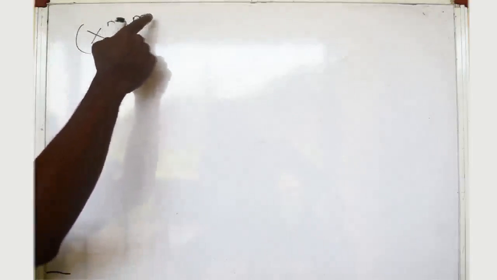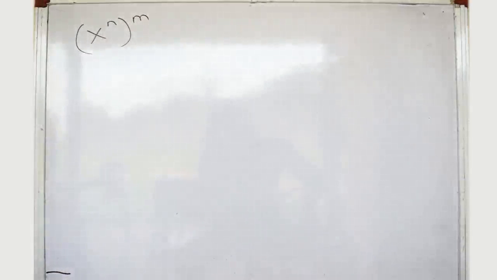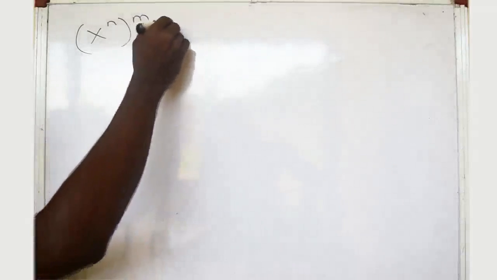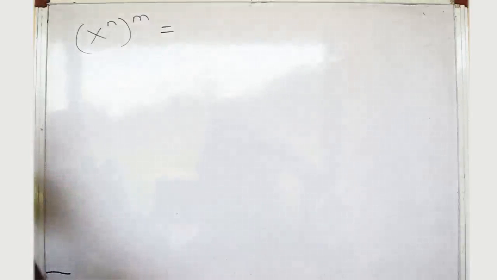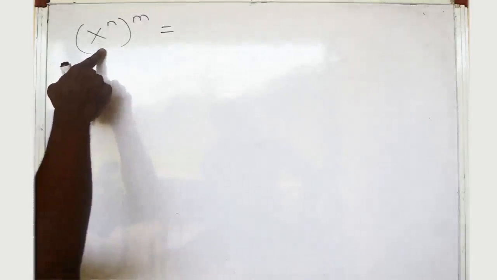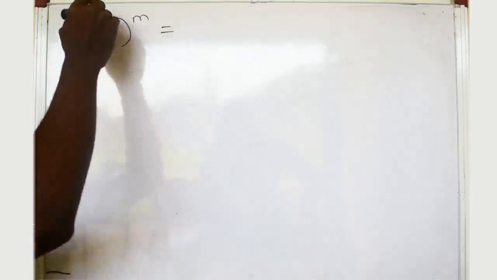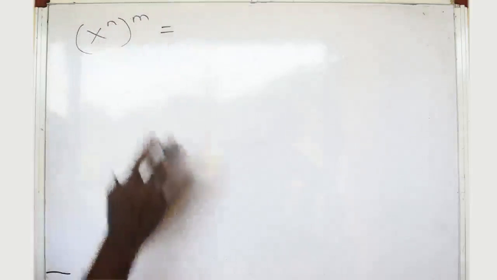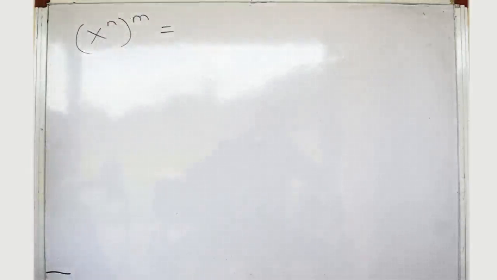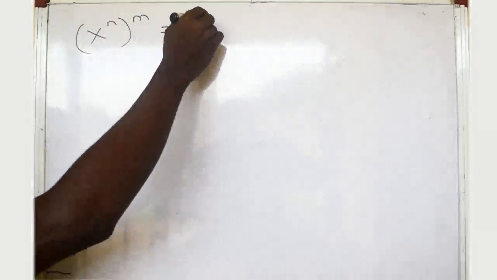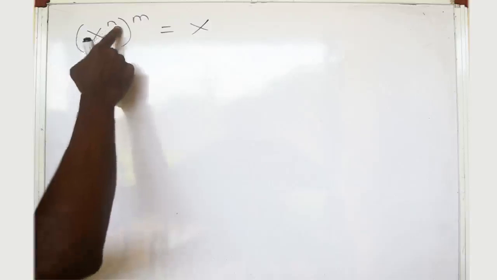X raised to the power m, multiplied by what? N. So I don't know the right name for this, but this is another law of indices. When you are given this type of thing, you can do this in two methods. Our interest will be on the powers. We have two powers here, n and m. So you just write down the base, which is x, and multiply what?